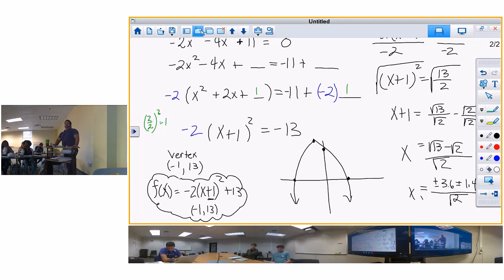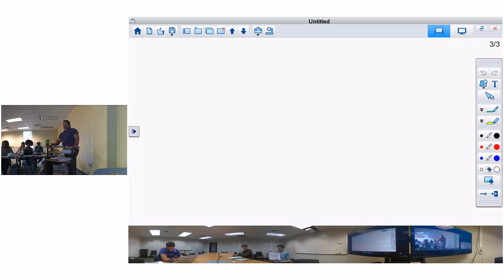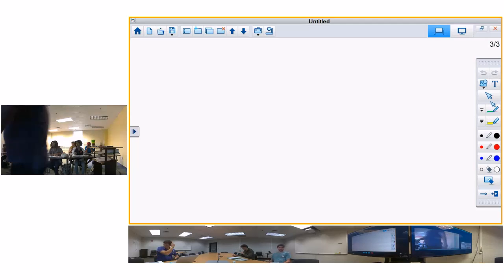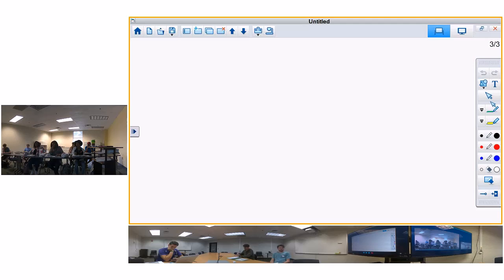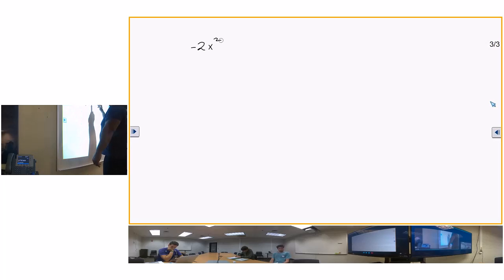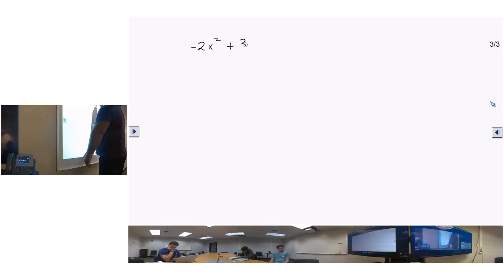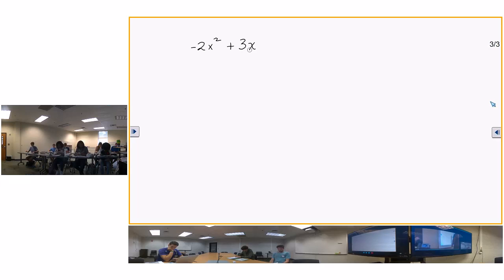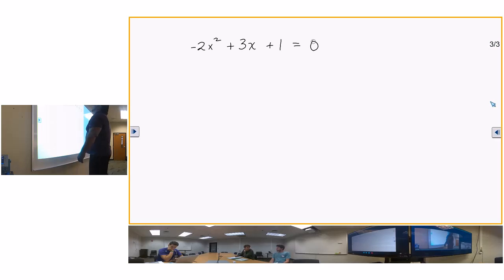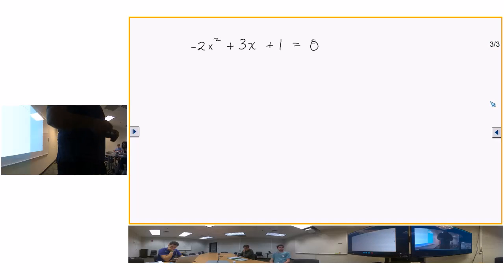another one. This time we're going to move it up to about a 6. Okay? This time, we're going to factor out a negative, but the middle number is not going to be as easily divisible. So, negative 2x squared plus 3x minus, I'm just going to do minus or plus 1, is equal to 0. All right, now go ahead and work on that one.